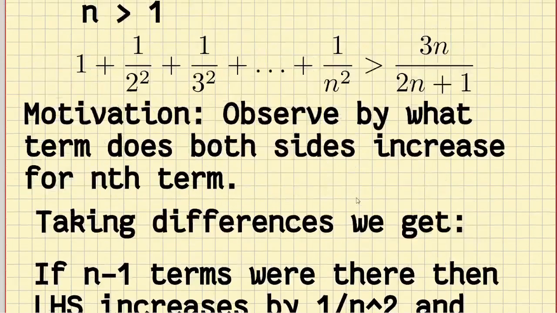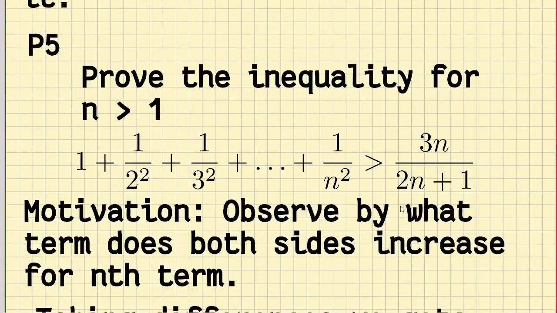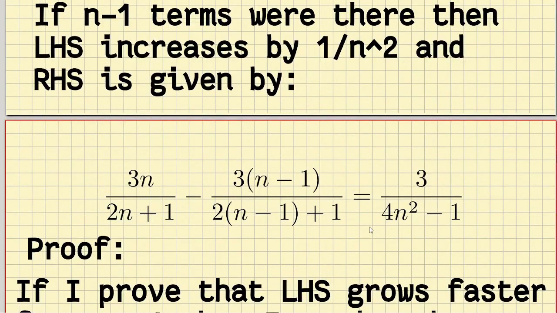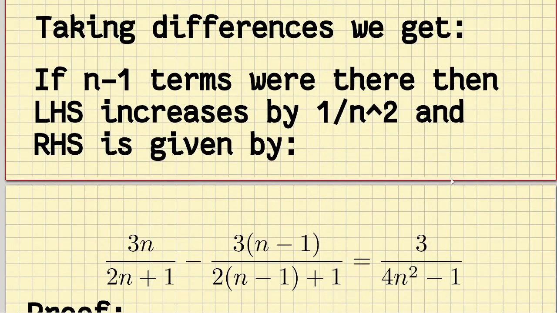For the RHS, to find how much it increased, we will take out the difference, right? And 3 over 4n square minus 1. So this was actually the way of thinking about this problem. Then we can move to a solution.